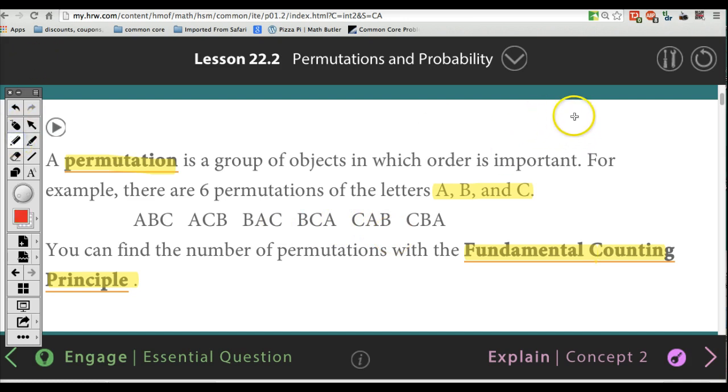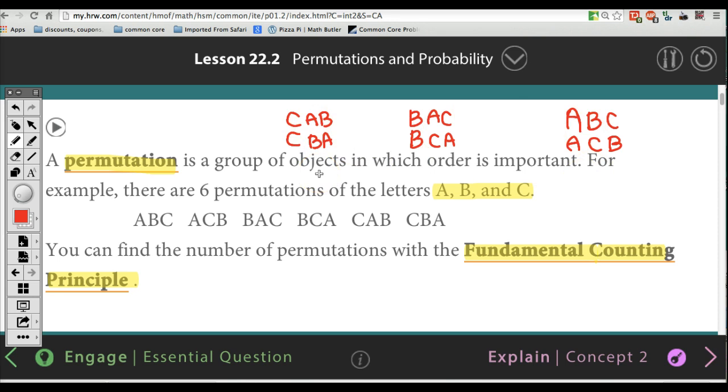Since we have 3 letters, if I have A, what are the other 2 letters I could have? I could either have ABC, and if I have another A, the only other option is ACB, right? And if I start with a B, what are the other options? I can have BAC, or if I start with another B, BCA, right? If I start with the C, I could have the option of putting CAB, or I could start with C, and now this time I'm going to put CBA. So obviously there's only 6 ways I can do this, right?